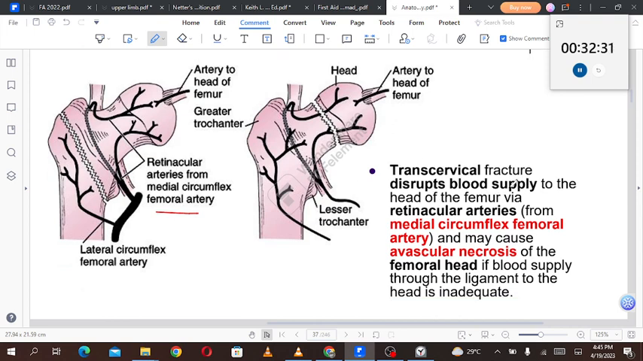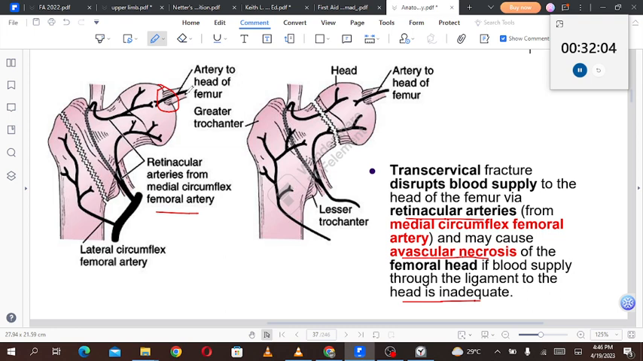Transcervical fracture disrupts the blood supply to the head of femur via the retinacular artery from the medial circumflex femoral artery and may cause avascular necrosis of the femoral head if the blood supply through the ligament to the head is inadequate. That ligament is called the artery of the head of femur. A ligament is attached over there. I don't remember the name of that. The blood supply to the head of femur is coming from this ligament.